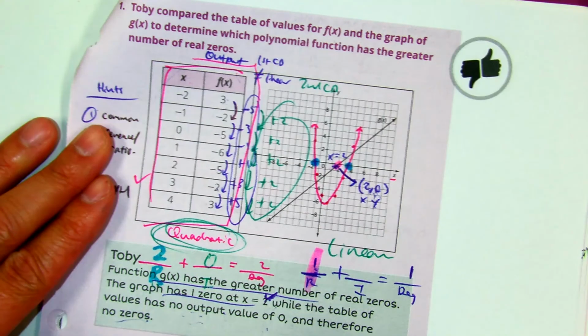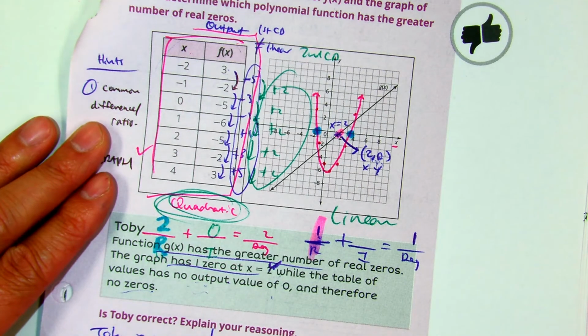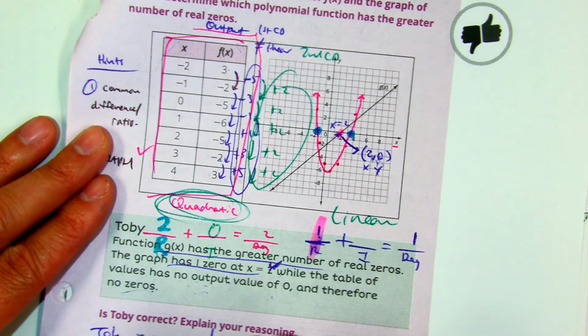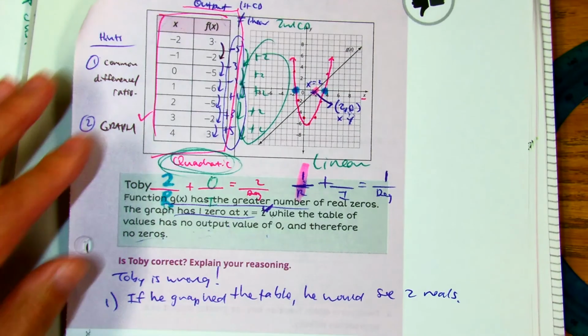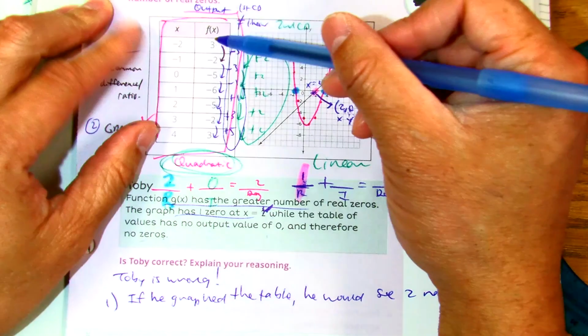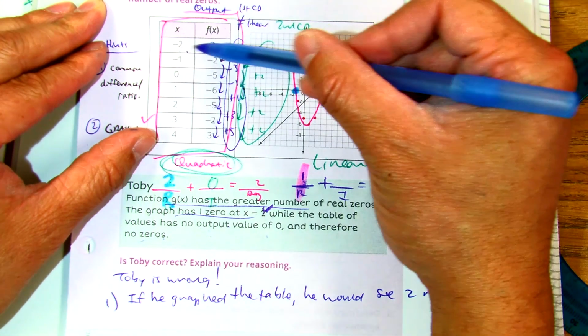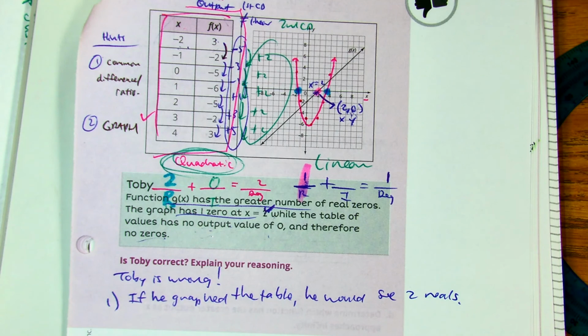Why? If Toby is a he or she. If he graphed the table, he would see 2 reals. Because Toby's basically saying that there are no zeros here. The 0 is actually in between here. Do you see it goes from positive to negative? There is actually a 0 in there. These are basically just decimals. So if Toby graphed it, they would recognize that he is wrong.